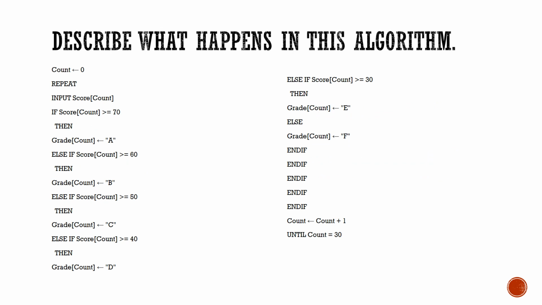In this algorithm, please try to find out what's happening. I have used multiple if conditions, and I have used one loop, which is a repeat loop, and it's going to repeat until 30. Initially count is 0, and at the end of this, count is going to be 30.